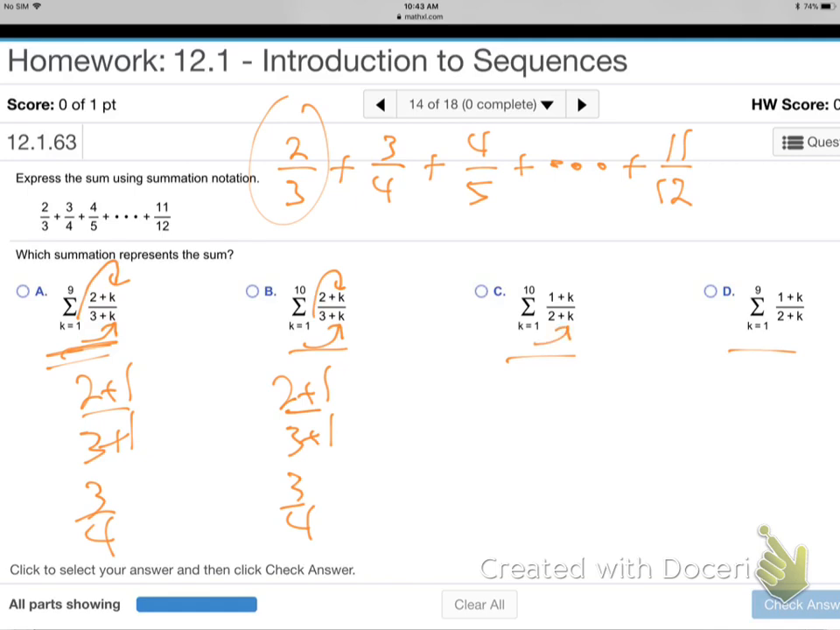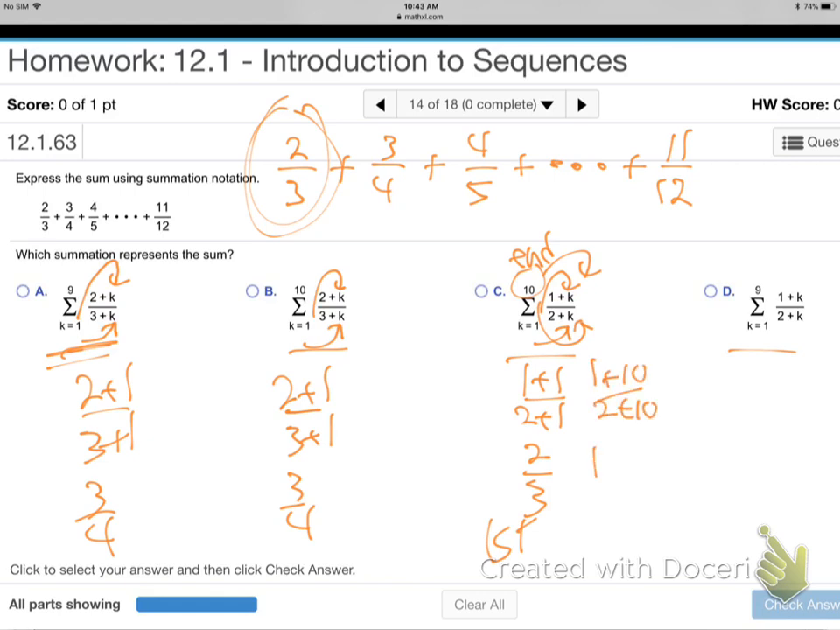Try C. Put in 1. I get 1 plus 1 over 2 plus 1. I get 2/3. Right. And that's the first term. What's the last one? It ends at 10. Put in 10. What do you get? 1 plus 10 over 2 plus 10, 11/12. Is that the end one? Yeah. That's it. The answer is C.